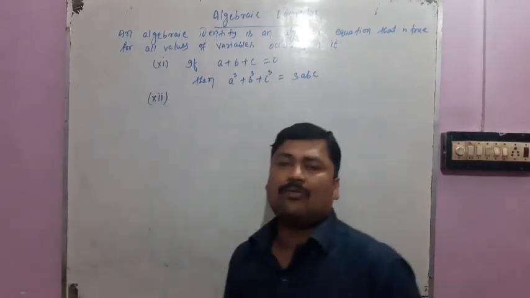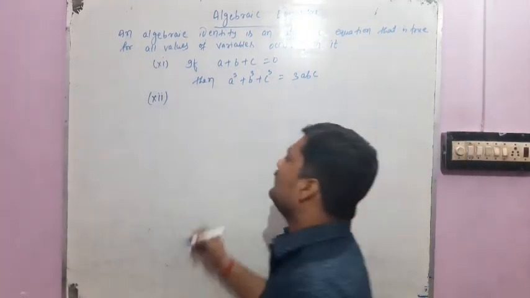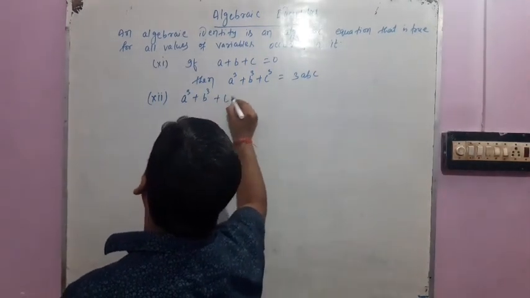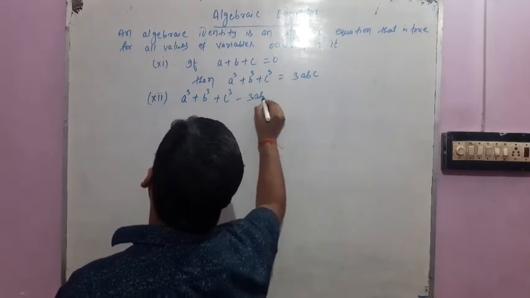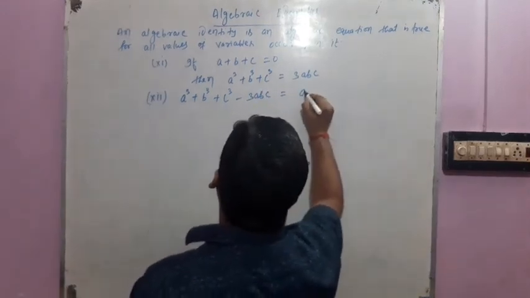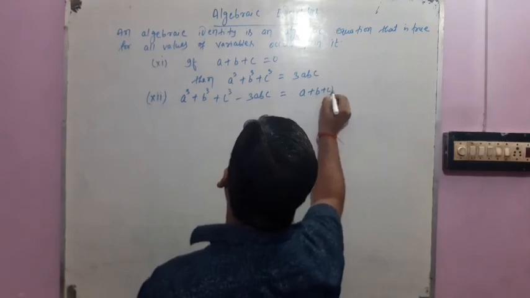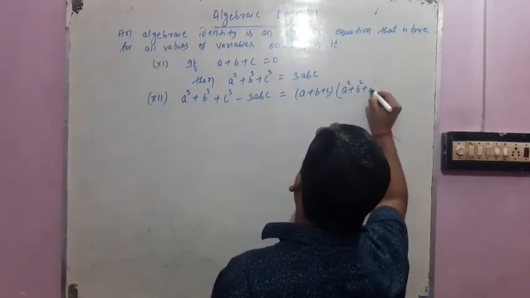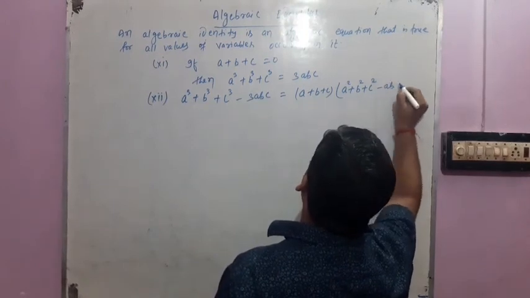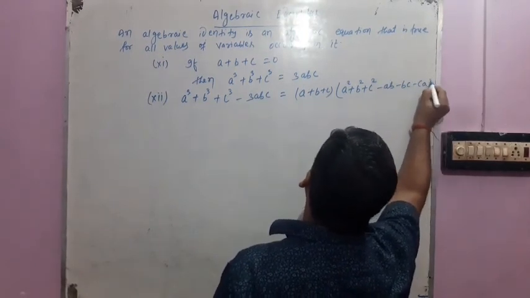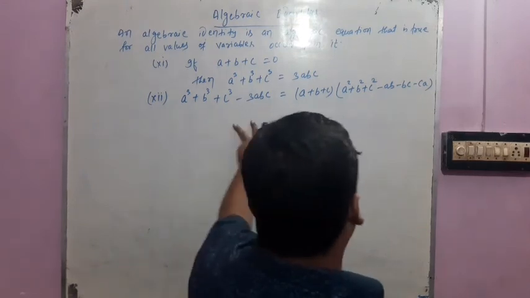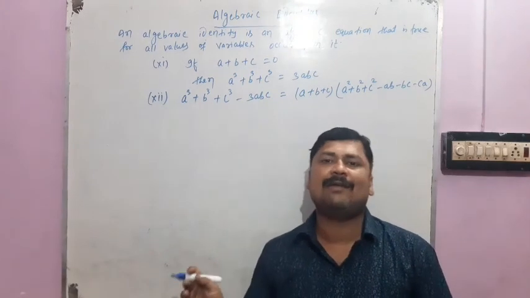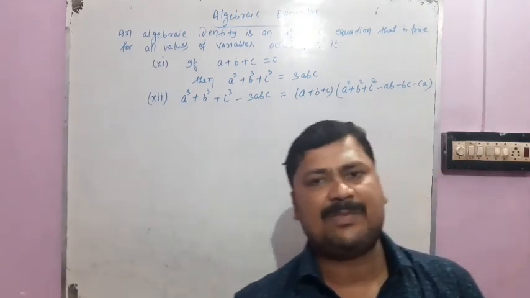But before that, we have to look at the last algebraic identity, that is a cube plus b cube plus c cube minus 3abc is equal to a plus b plus c into a square plus b square plus c square minus ab minus bc minus ca. This one is the last algebraic identity, and we will verify identities 9, 10, 11 and 12 in my next video.